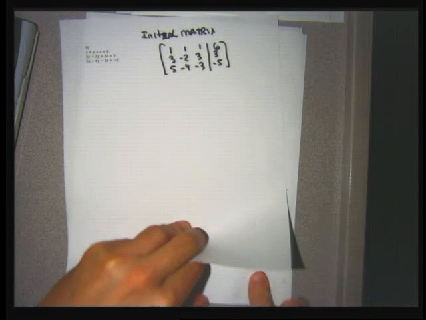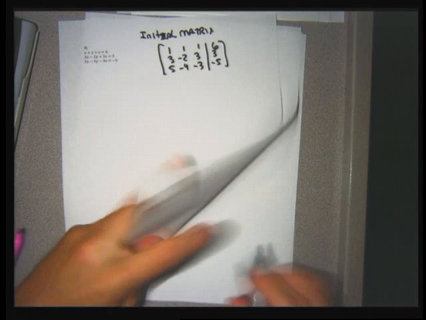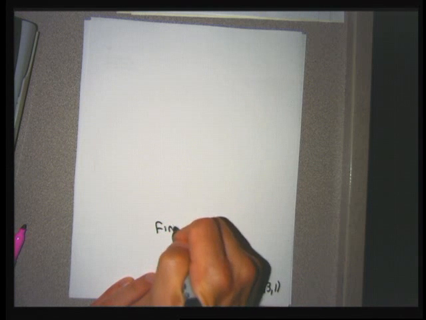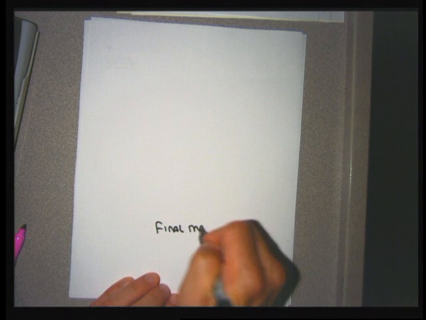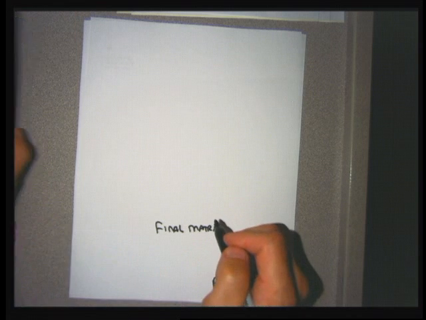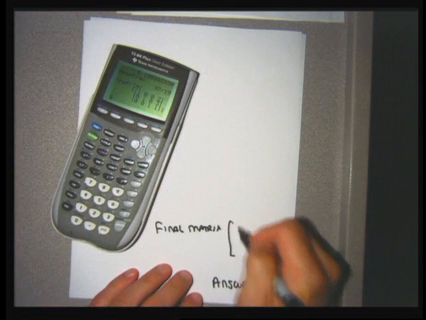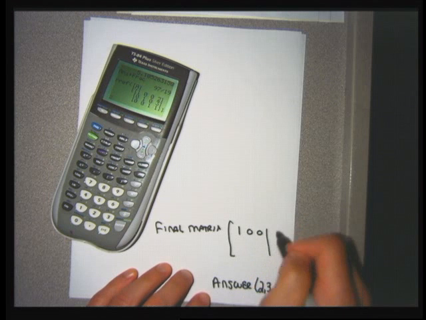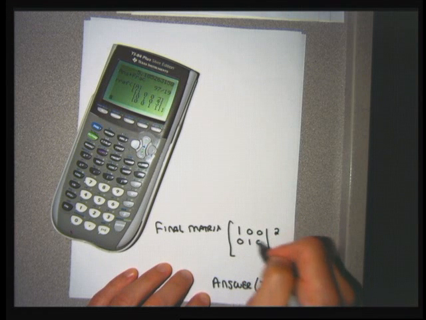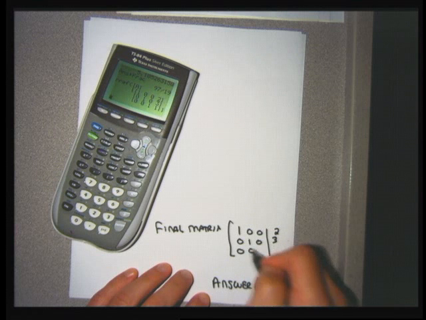On the bottom of my second page of work, I'm going to write my answer that I'm shooting for and my final matrix that I'm shooting for. I know this is going to take 2 pages. So the answer that I'm shooting for is x equal 2, y equal 3, z equal 1. And the final matrix that I'm shooting for is 1, 0, 0, 2, 0, 1, 0, 3, 0, 0, 1, 1.